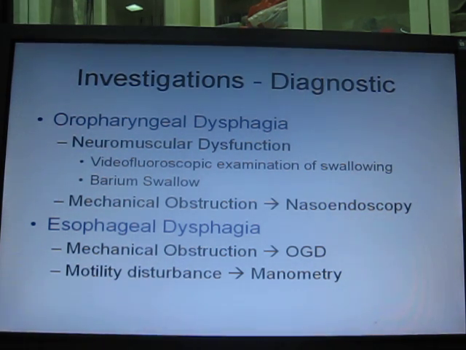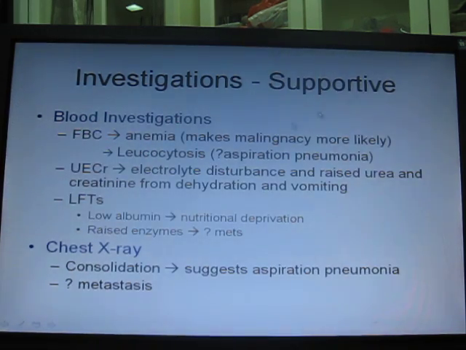So manometry is you put in this probe thingy, and then they look at the pressures through the esophagus, especially at the lower esophageal sphincter where they suspect achalasia, if you're thinking of achalasia, you see. Supportive investigations, it can be either blood investigations or chest X-ray.